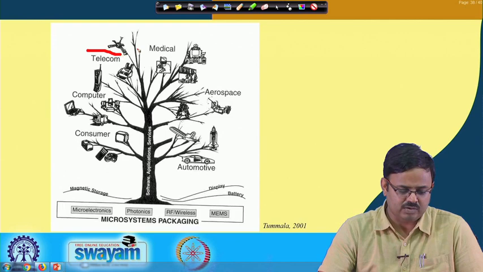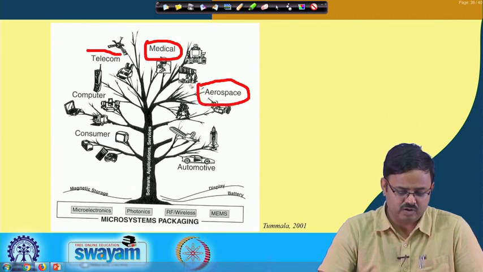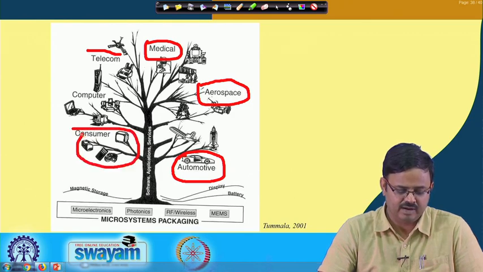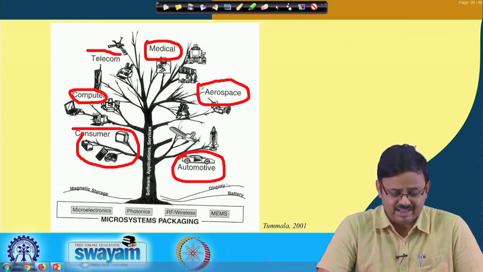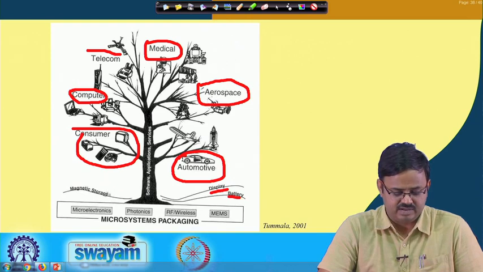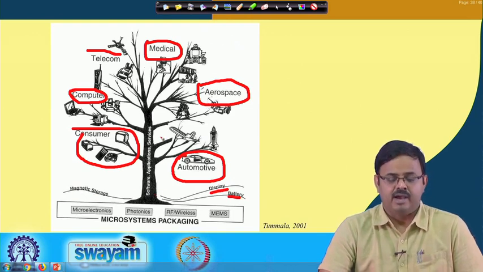So, look at some of these. Telecom, we talked about. Medical, we spoke about. Aerospace, that is the aviation we were talking about. Automotive, consumers, computers, think about it. Other than that, storage, magnetic storage, display, batteries.